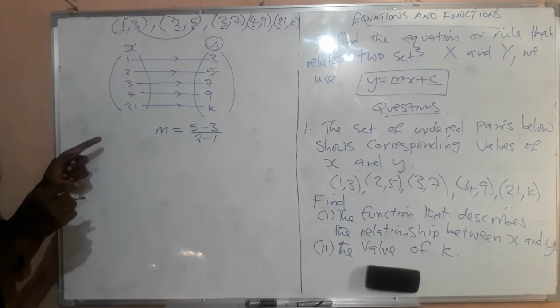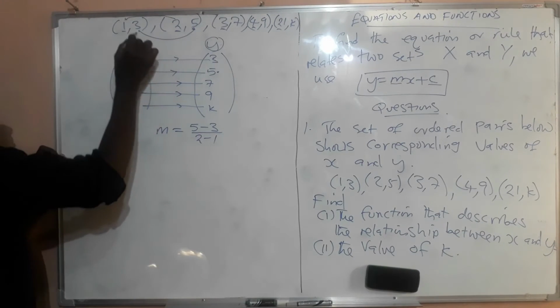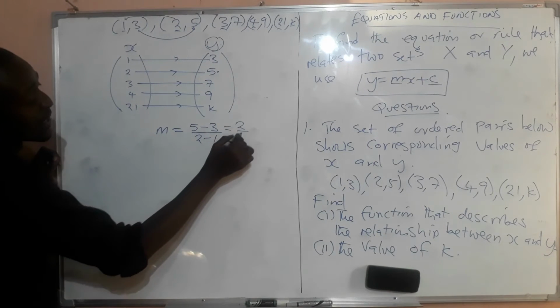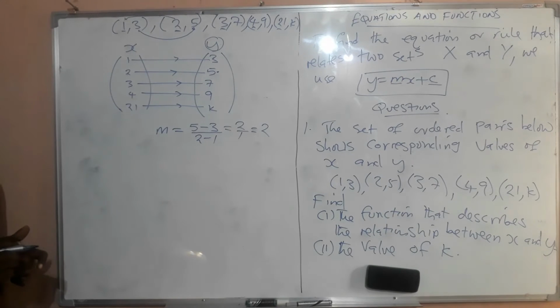Don't do it the other way around. You always start with this number here minus this one. So we are going to have 2 over 2 minus 1, which is 1, which will give us 2. So our m is 2. Since our m is 2, we now need to find what our c is.